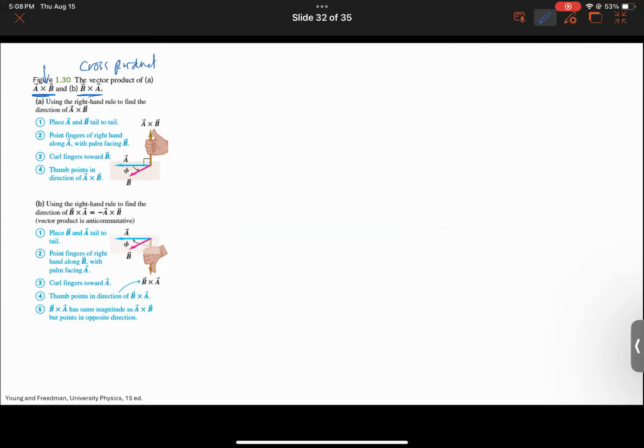In terms of how do you find yung direction ng vector na yun? Okay, first of all, yung magnitude muna. Okay, so yung magnitude ng A cross B, that's quite straightforward kasi it's just A B sine phi, where phi is the angle between vectors A and vector B.